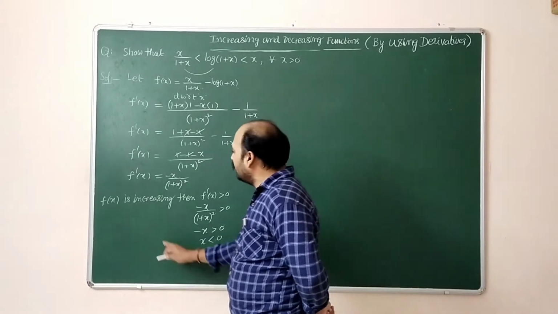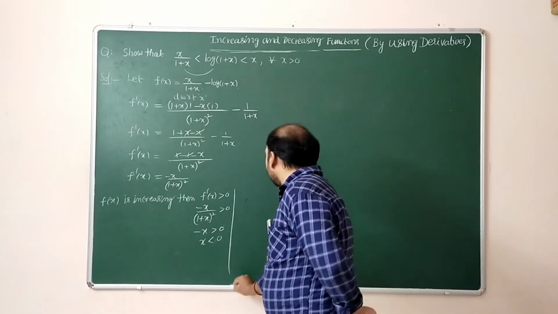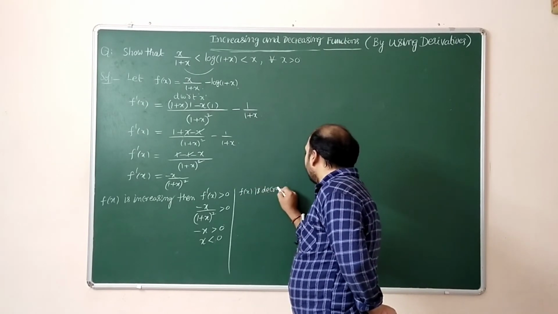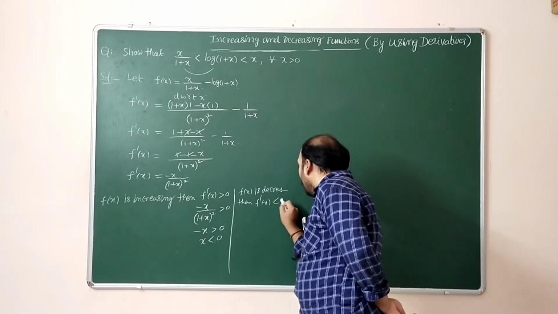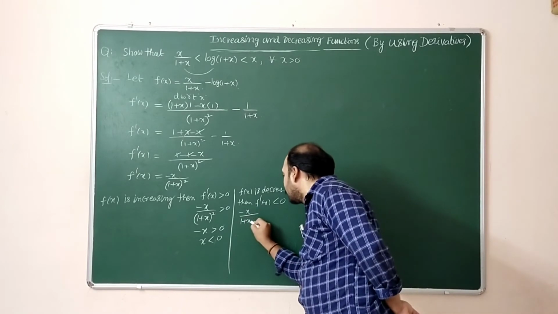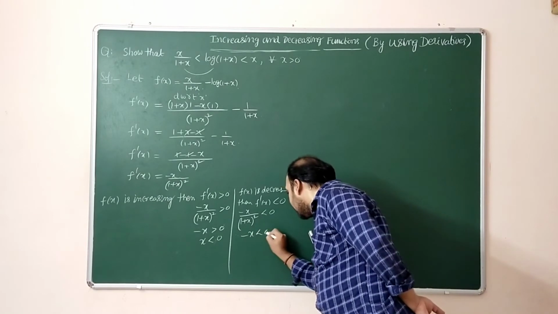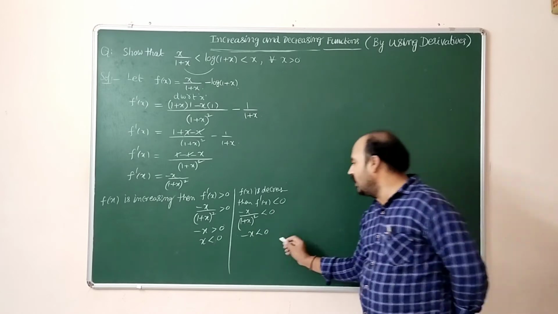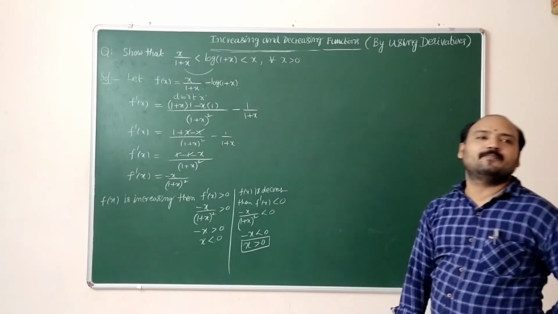So what we have to do? Take f of x as decreasing. So at that time f of x is decreasing, then f dash of x is less than 0. F dash of x means, obviously, minus x by (1 plus x) whole square is less than 0. So minus x is less than 0. If you remove the minus symbol, the inequality will change, x is greater than 0. This is our required condition.